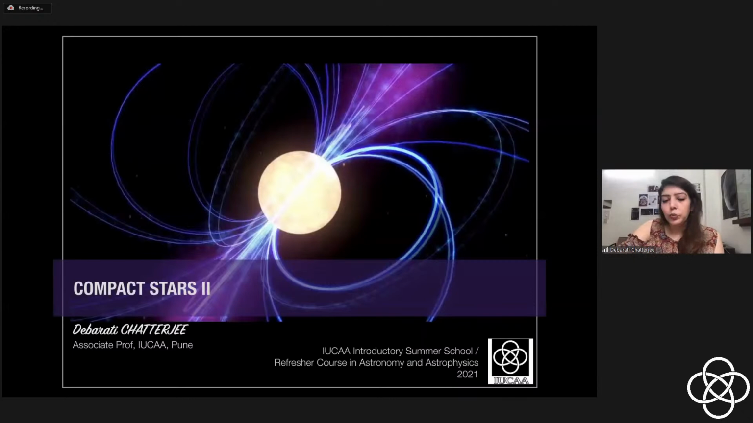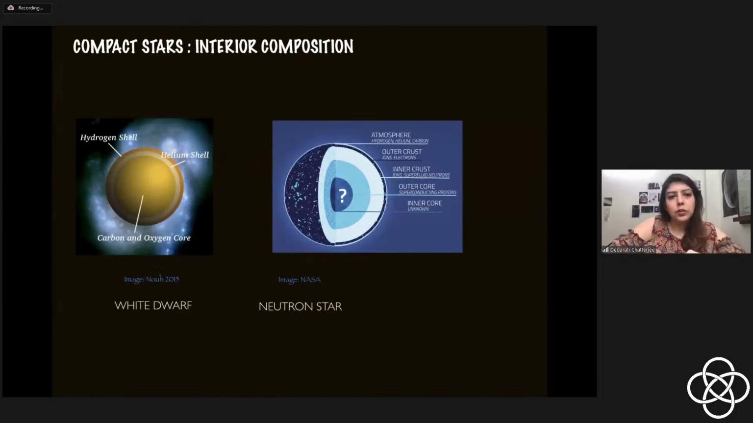So yesterday we talked about what compact stars are, how they are formed, and also a little bit about observations, what we can learn from multi-wavelength, multi-messenger observations of compact stars. Today we are going to delve into the interior of a neutron star. So we are going into the realm of nuclear astrophysics and astroparticle physics today. And we'll try to see how the observations we talked about yesterday can help us understand the extremes of nuclear and particle physics.